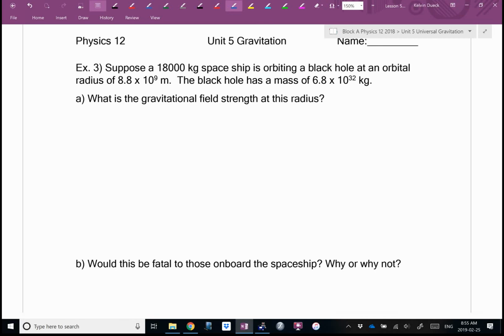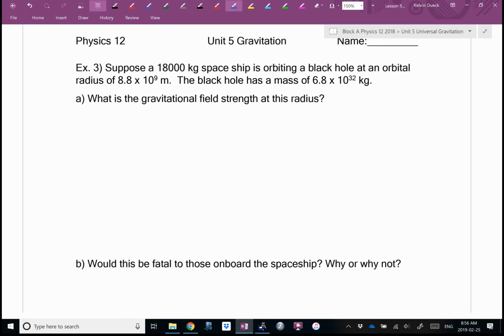Suppose an 18,000 kilogram spaceship is orbiting a black hole at an orbital radius of 8.8 times 10 to the 9th meters. The black hole has a mass of 6.8 times 10 to the 32 kilograms. What was the mass of the sun? 10 to the what? I don't care about the front part, just the 10 to the 30, 10 to the 32. So this is roughly 100 times heavier than the sun, give or take. Okay.